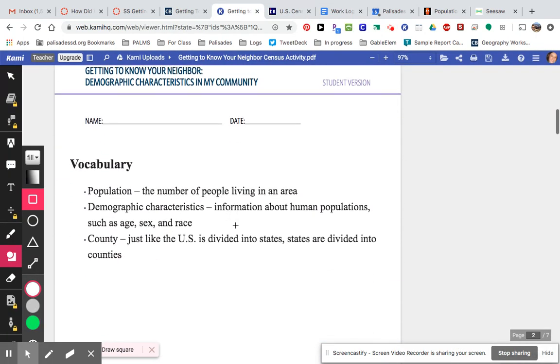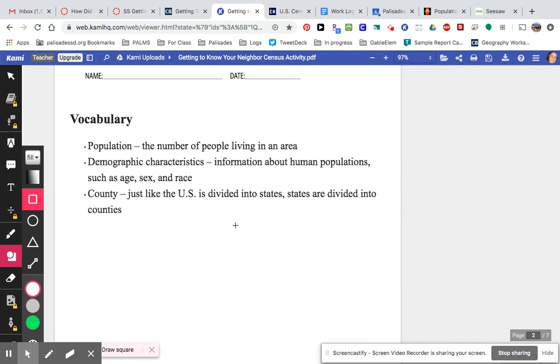Before we get started, I just want to review some vocabulary, and I don't think these terms are really new to you. Population, that's basically the number of people living in an area. And really, you could use it to talk about any kind of species, but when we talk about this census, we're talking about people. Demographic characteristics, that's the information about those populations.